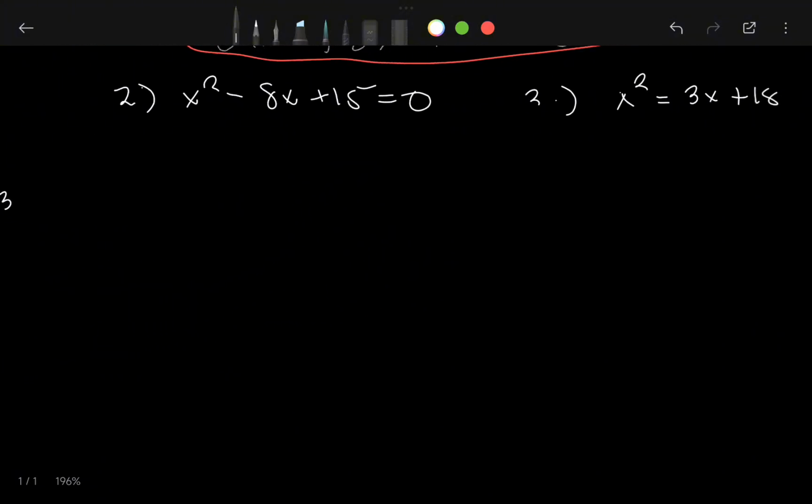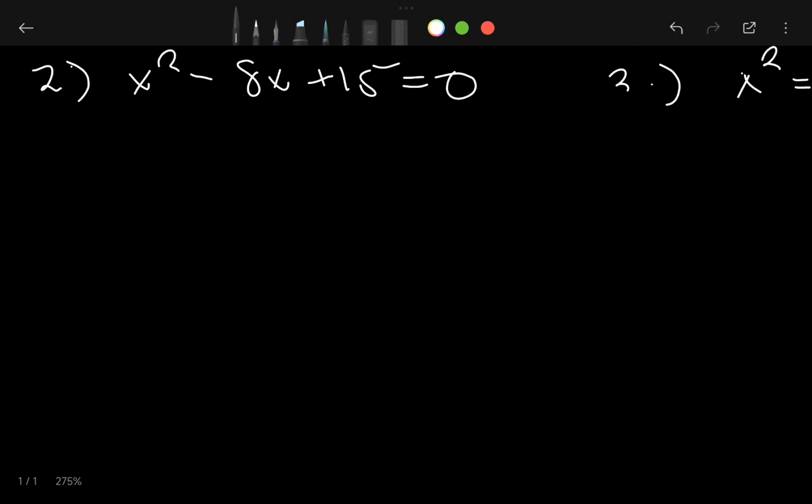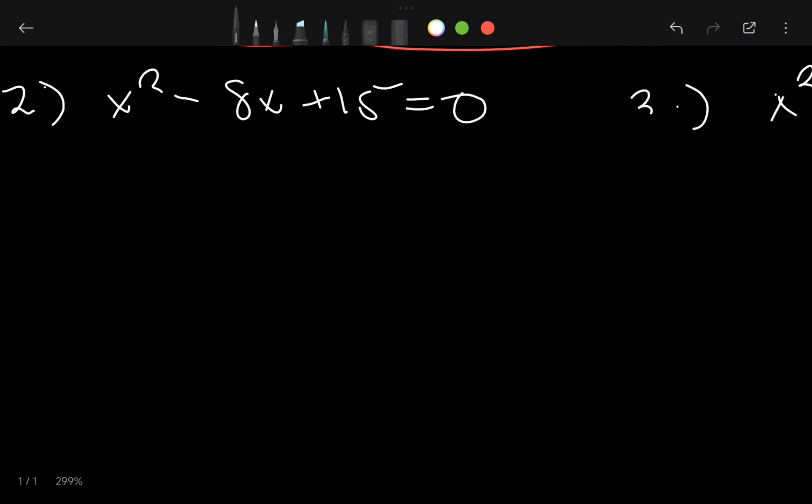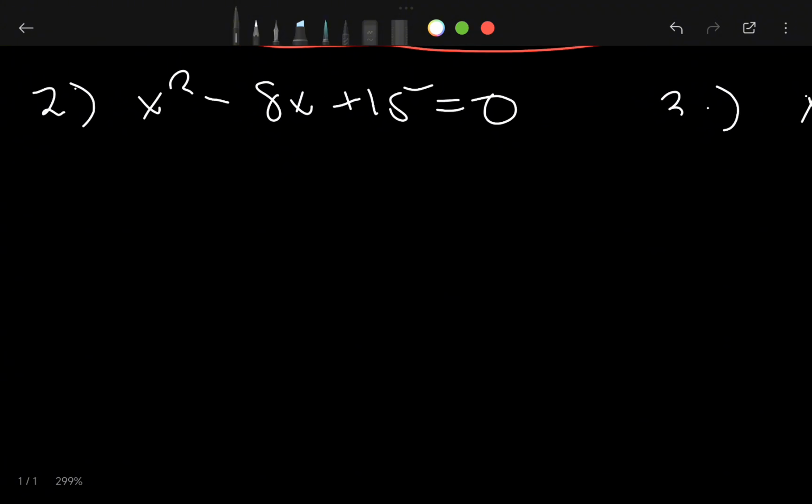Let's move on to example number 2. For example number 2, we have x² minus x plus 15 is equal to 0. Now this time, this is a trinomial. This part here is actually easy, especially if the numerical coefficient of a is equal to 1, so there's no complication.